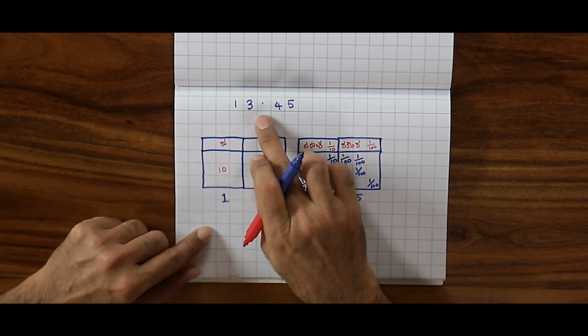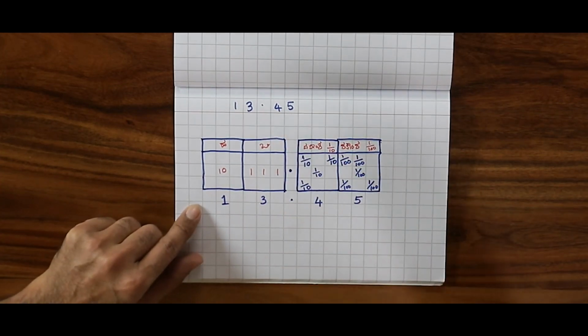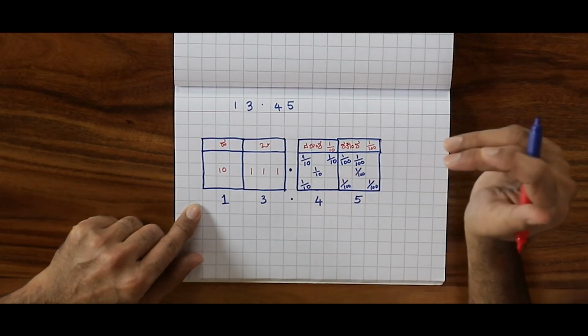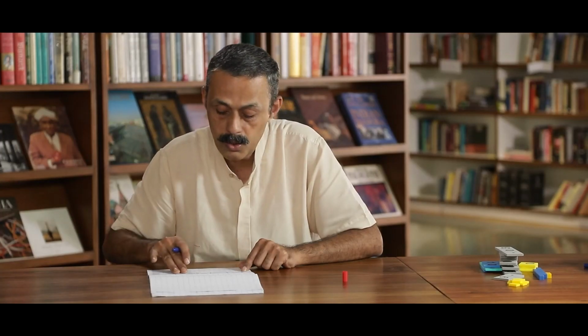Children will understand the abstract writing of 13.45. How was it created? When we look inside, this is how it looks. That becomes very clear.